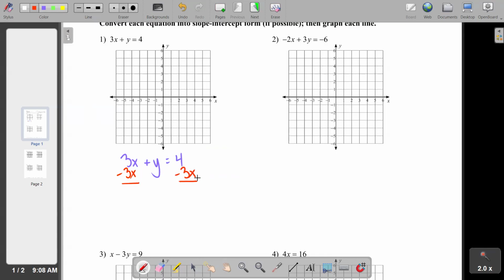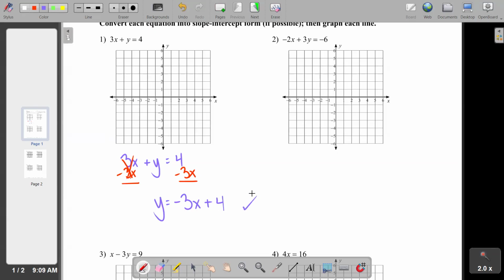I heard some things there that made me take pause and go, whoa. So when I subtract 3x, I'm actually done in this case because the y is now by itself. How will I write the right-hand side? Perfect. And that one is done.